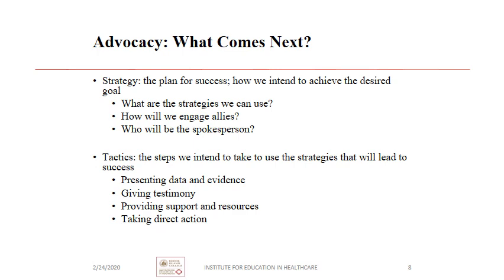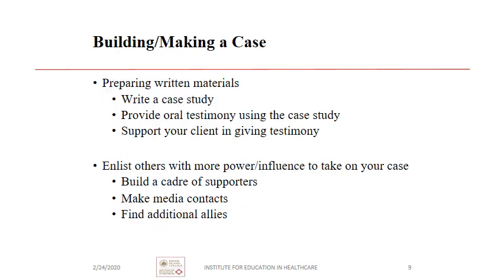So now that you have that background information, start plugging in the strategy, which is the plan for success, how we intend to achieve the desired goal. So what are the strategies we can use? How will we engage allies? And who will be the spokesperson? Once the strategy is in place, you look at specific tactics, which are the steps we intend to take to use the strategies that will lead to success. This would include presenting data and evidence, giving testimony, providing support and resources, or taking direct action.